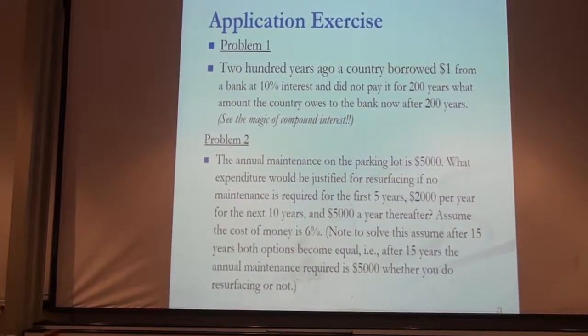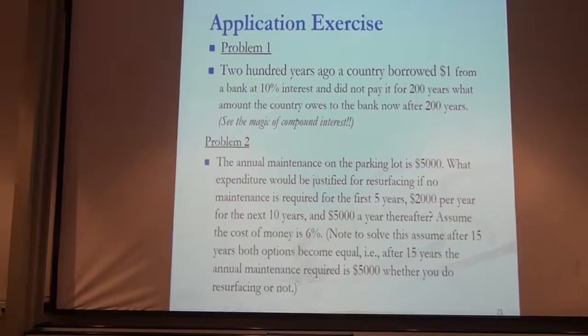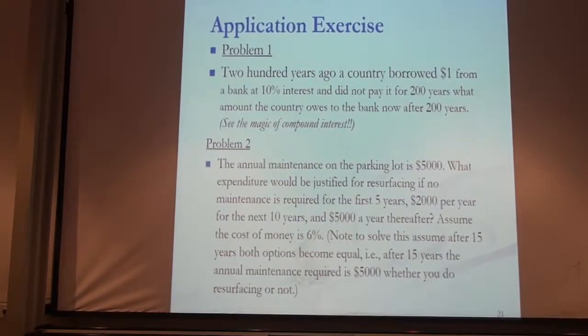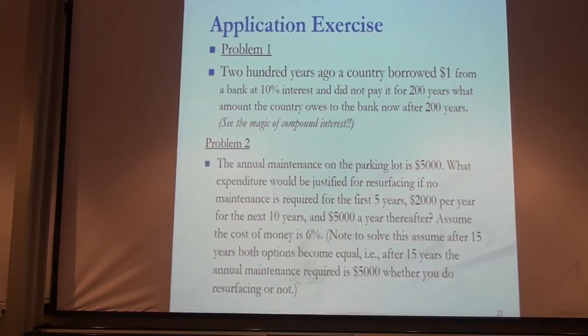Now see problem number 2. The annual maintenance on the parking lot is $5,000. What expenditure would be justified for resurfacing if no maintenance is required for the first 5 years, $2,000 per year for the next 10 years, and $5,000 a year thereafter? Assume the cost of money is 6%. There is a hint given. Note to solve this, assume after 15 years, both options become equal.